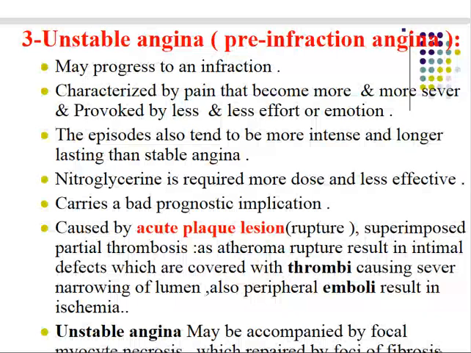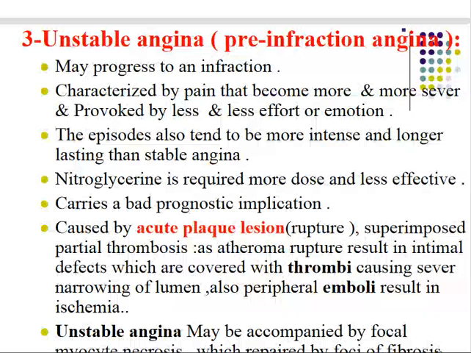This type of angina is characterized by episodes that tend to be more intense and longer lasting than stable angina, more severe and taking more time to resolve. Nitroglycerin is required in larger doses and is less effective. That is to say, we need a larger dose of the drug, and in spite of the larger dose it will be less effective in this type of unstable angina. This type of angina carries a bad prognostic indication.